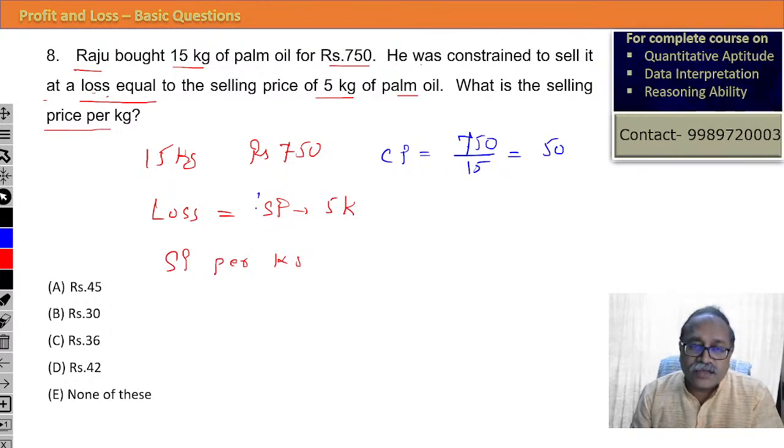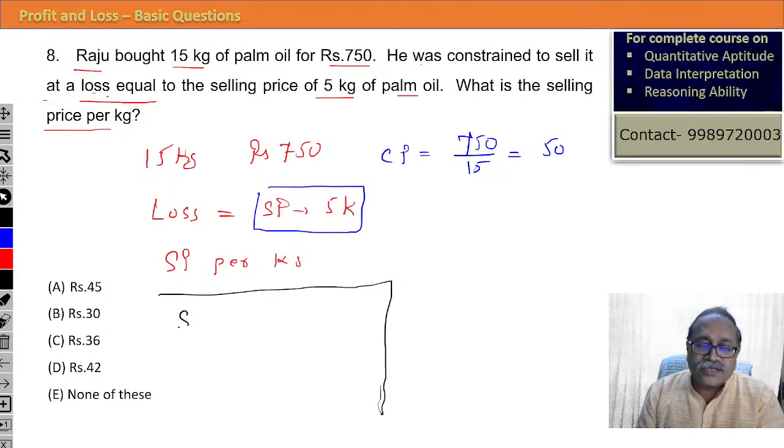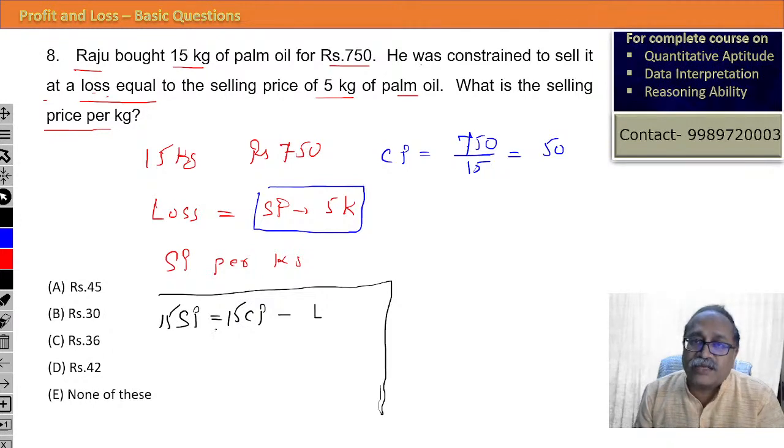Now you can see that the loss is the selling price of 5 kg. So we will find out the loss percentage, and the method for it we are writing inside this box. We know that the selling price is equal to cost price minus loss. And Bindu madam, you will see here how many kg we are selling: we are selling 15 kg, so we will write 15 kg selling price is equal to 15 kg of cost price minus loss. And how much is the loss? Selling price of 5 kg. So remove this and write down 5 kg selling price.